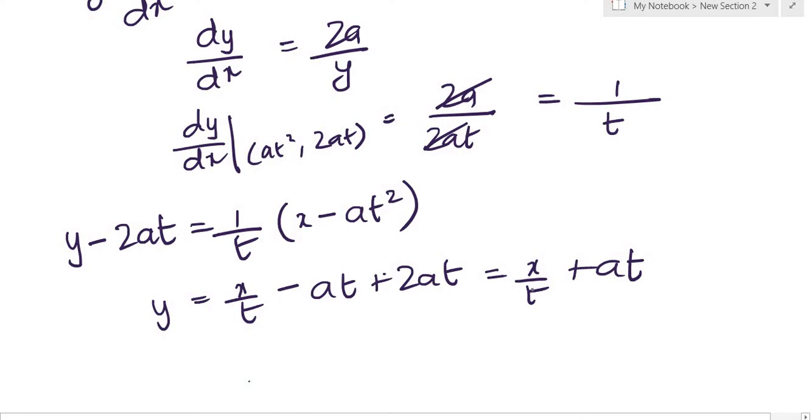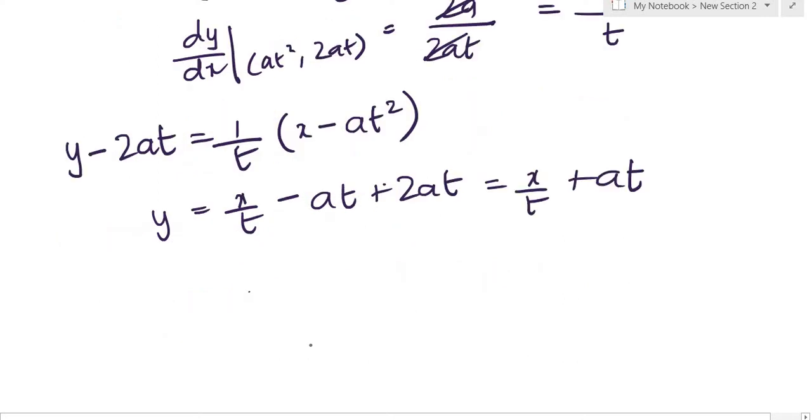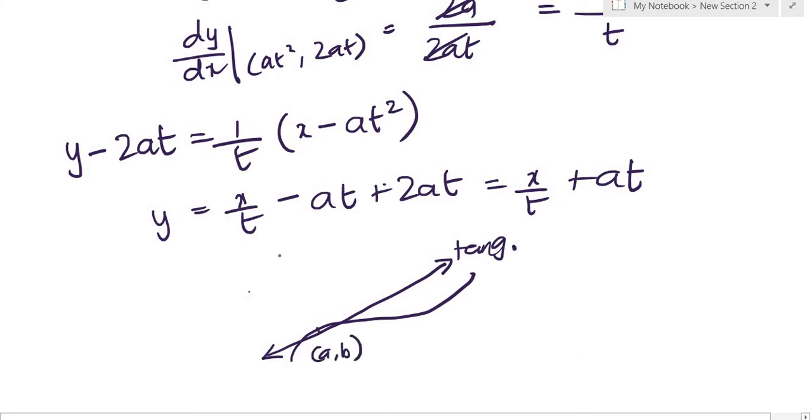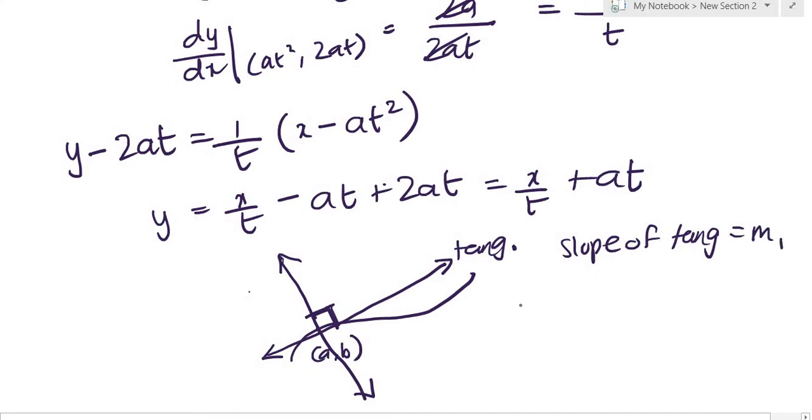And now for the normal, this is a new concept. We must first know that if you have an arbitrary curve, you have the tangent at this point. Sorry if the tangent is imperfect. You have the tangent at that point, say a comma b. Then the normal is always perpendicular to the tangent. So if the slope of the tangent is m1, then let m2 be the slope of the normal, which is the negative reciprocal of m1. Hope you know the perpendicularity conditions of lines, same thing.